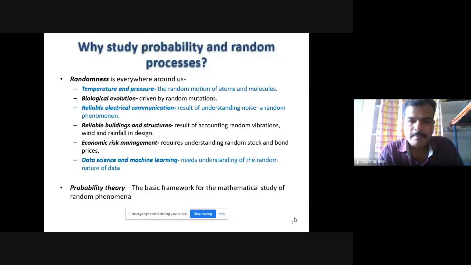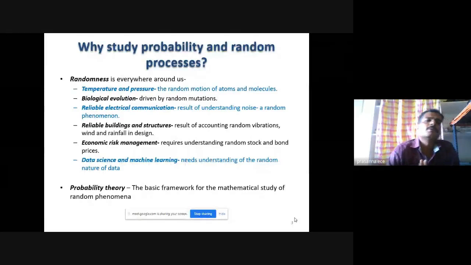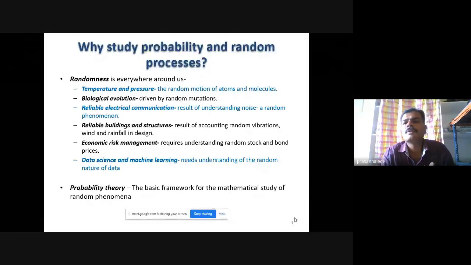Okay, so again coming back to our presentation. So here we are seeing, why study probability and random process? What is the motivation for studying probability and random process? One thing is, if you observe around us, randomness is everywhere. I have given some examples.